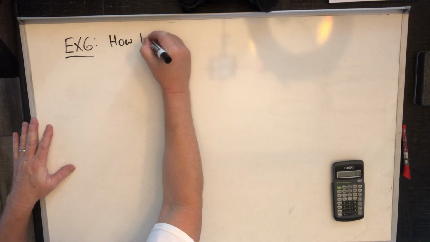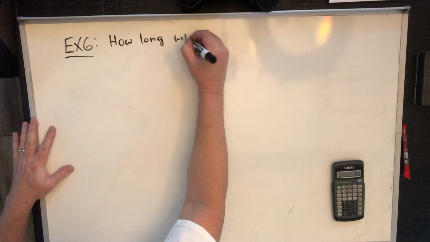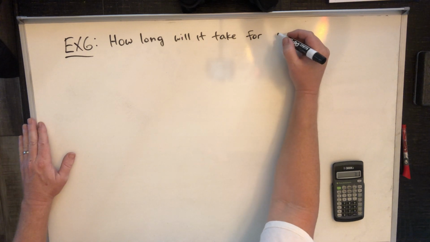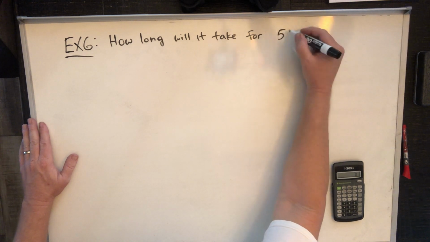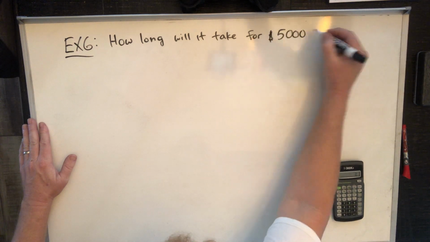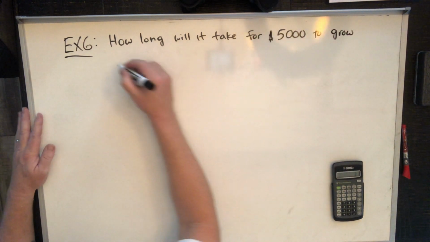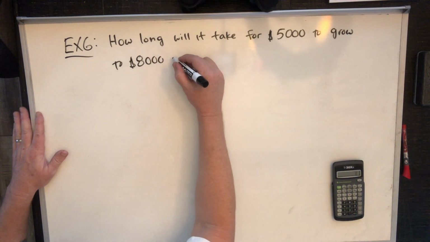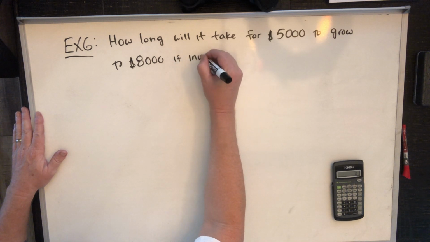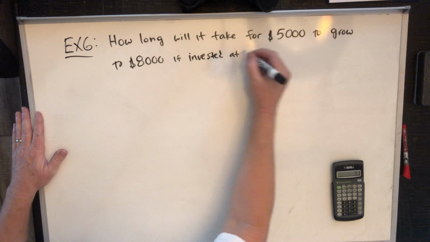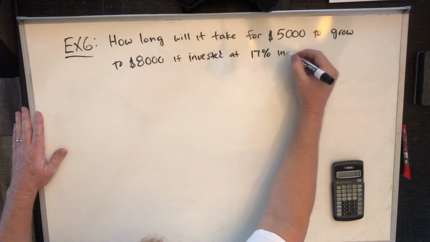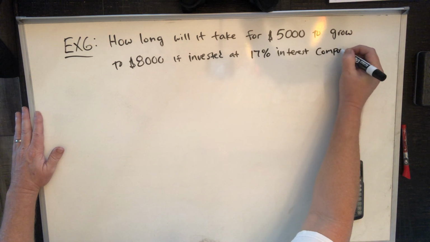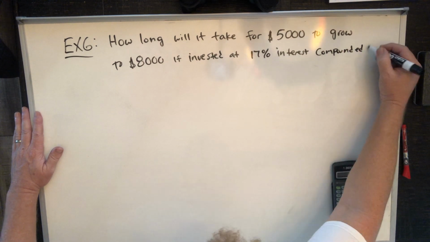How many years, or how long, will it take for $5,000 to grow to $8,000 if invested at 17% interest compounded daily?